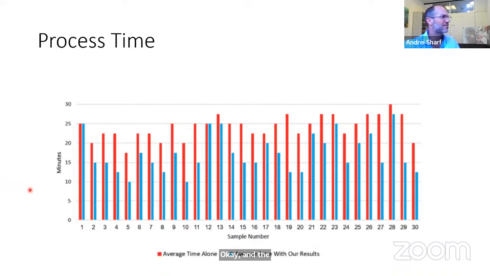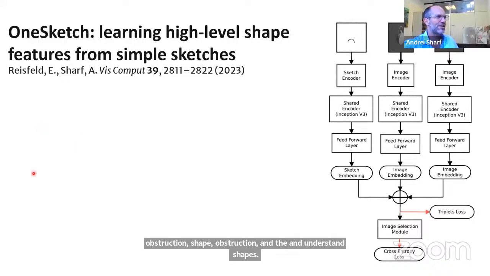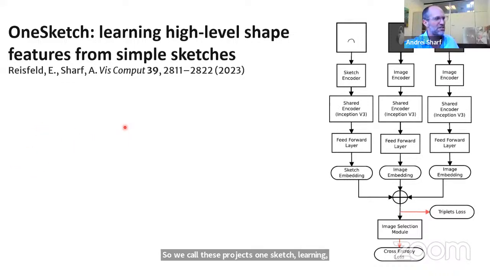Okay, the next project that we worked on is completely different, and it tried to look at the semantic perception of shapes by humans. So the idea here is to try to learn how humans perform shape abstraction and understand shapes. We call this project One Sketch, learning high-level shape features from simple sketches, and it's from last year.